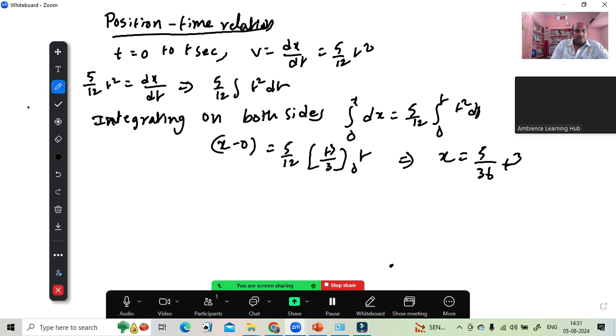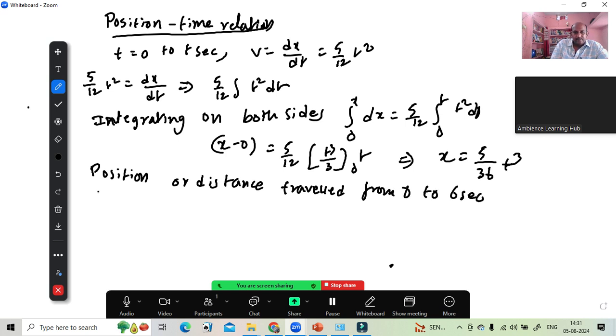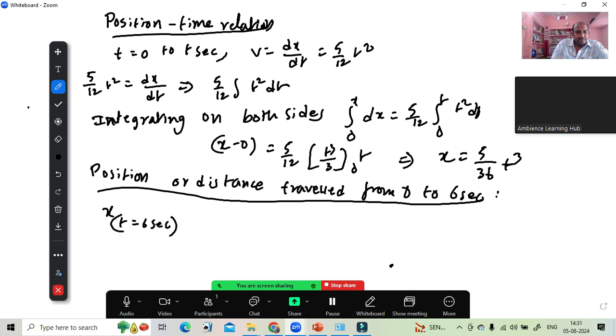Now position, or distance traveled, from 0 to 6 seconds. So x at t is equal to 6 seconds is equal to 5 by 36 into 6 cube, which is equal to 30 meters.